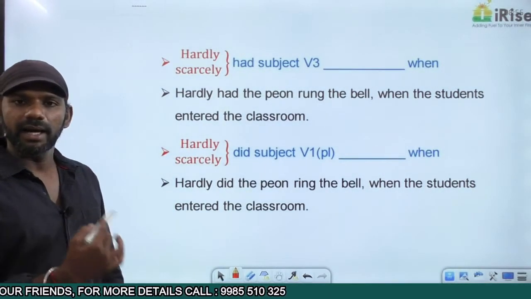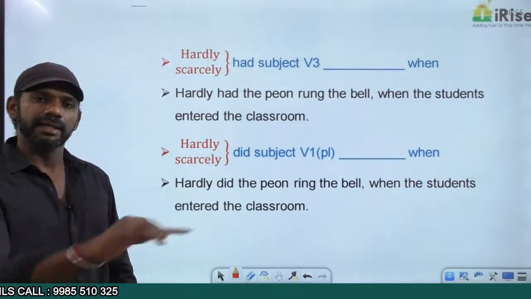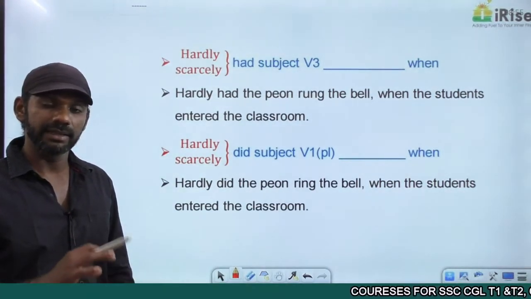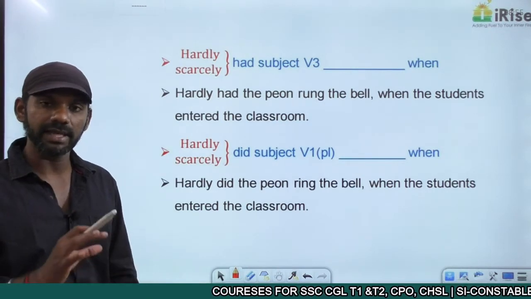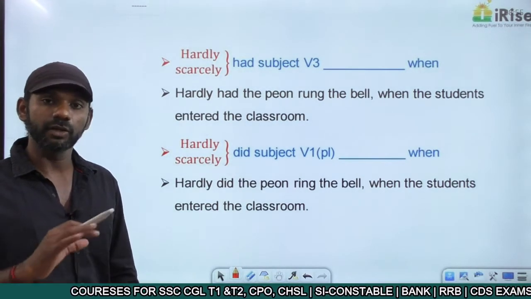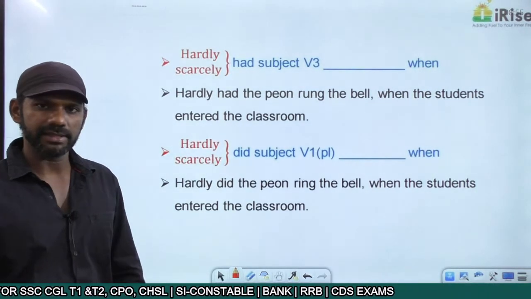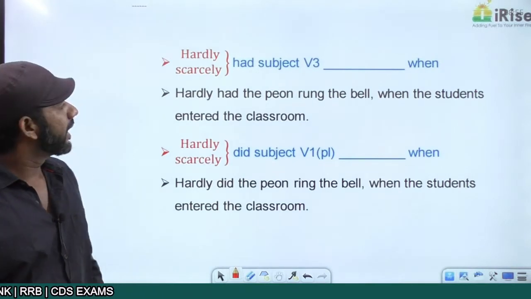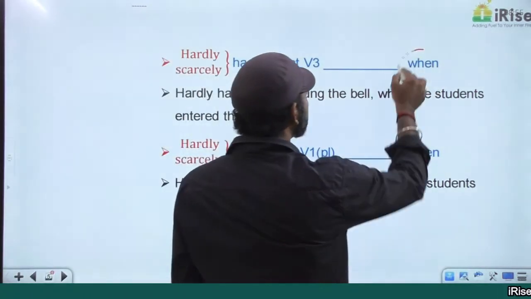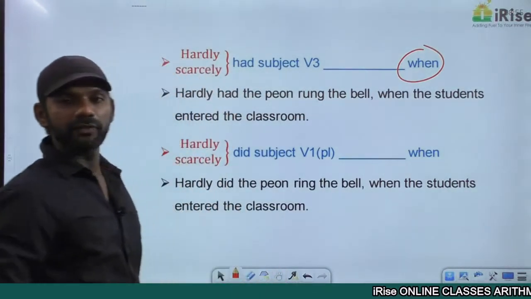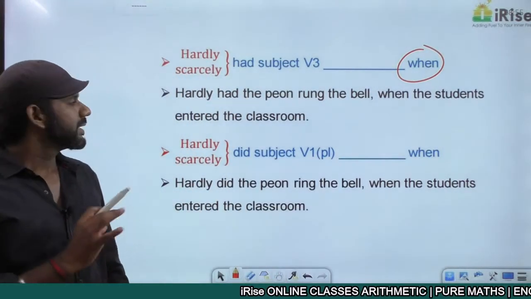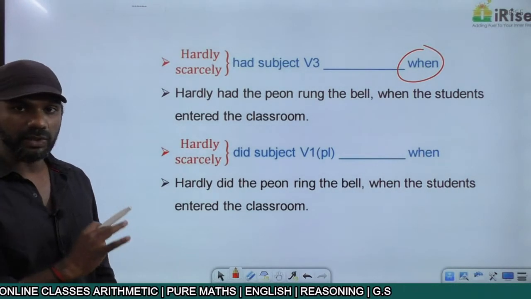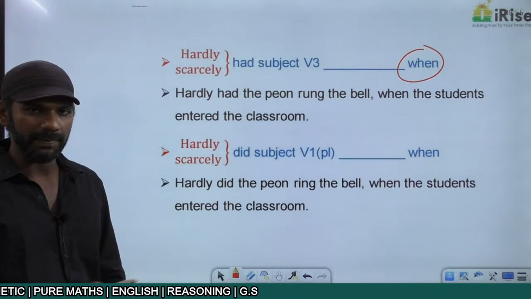Come next one, hardly, scarcely sentences. Now the rule regarding no sooner sentences and the rule regarding hardly, scarcely sentences are almost the same. The only difference is no sooner will be followed by than, hardly and scarcely will be followed by when. That is the only difference, the rest remain the same. Now come to the first order of hardly, scarcely sentences. The same as no sooner sentences, the only difference is than and when.